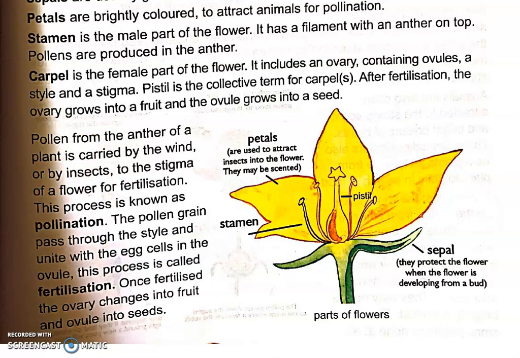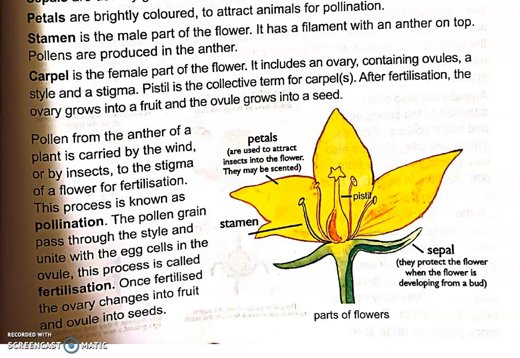Now this is the anther. How does the pollen from the anther, from the male parts, go to the female part? Let's learn that. Pollen from the anther of a plant is carried by the wind or by insects. So sometimes it flies in the wind or sometimes insects carry them to the stigma of a flower for fertilization. And this process is known as pollination.